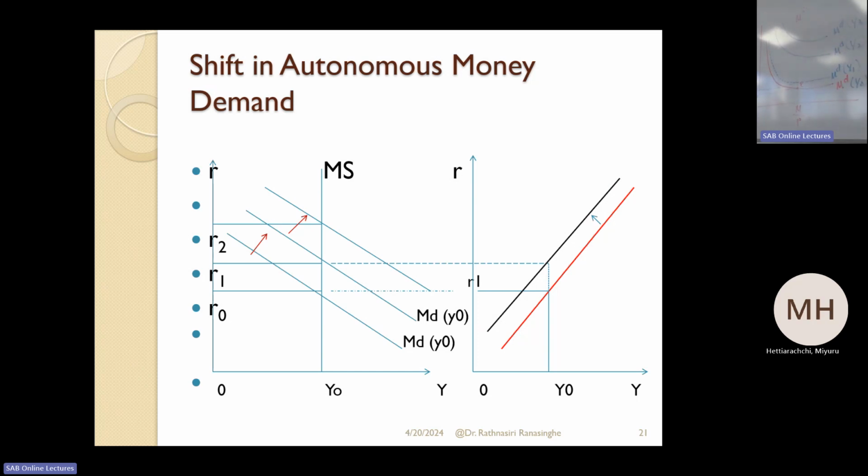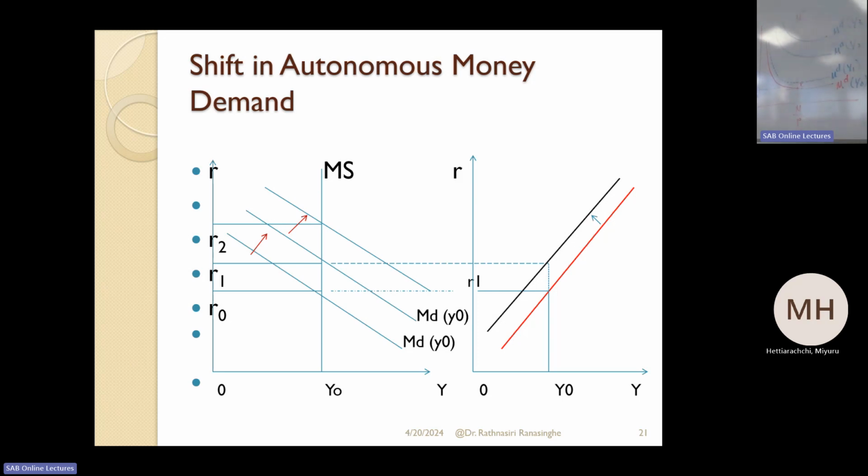There is no change in income. Income remains at the initial Y0 situation. But due to other factors, money demand increases because of the increase in the autonomous money demand. The money demand function shifts to the right, from MD0 to MD1. If there is a rise in the money demand, we know that the interest rate increases from R0 to R1. So the money market equilibrium moves from here to here, from A to E, likewise B to C, if there is a change in the autonomous money demand.